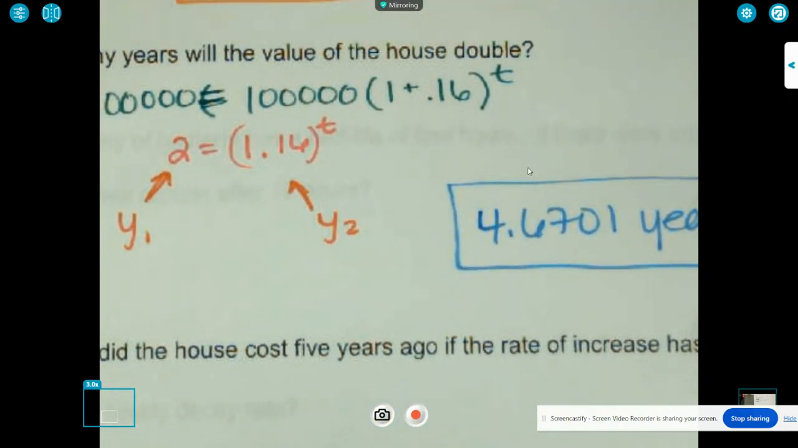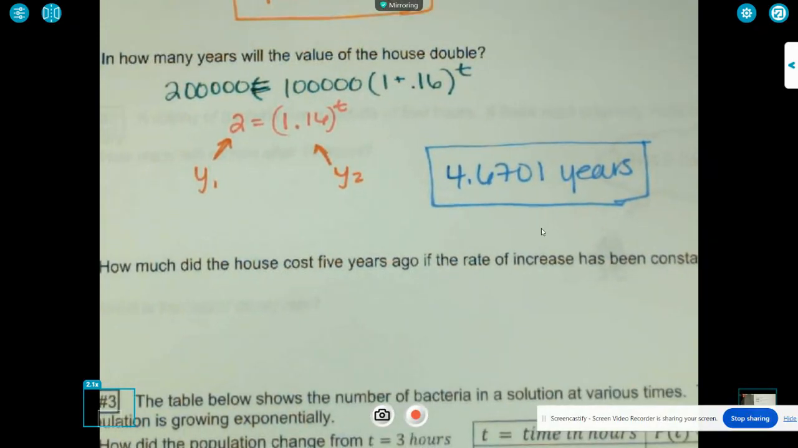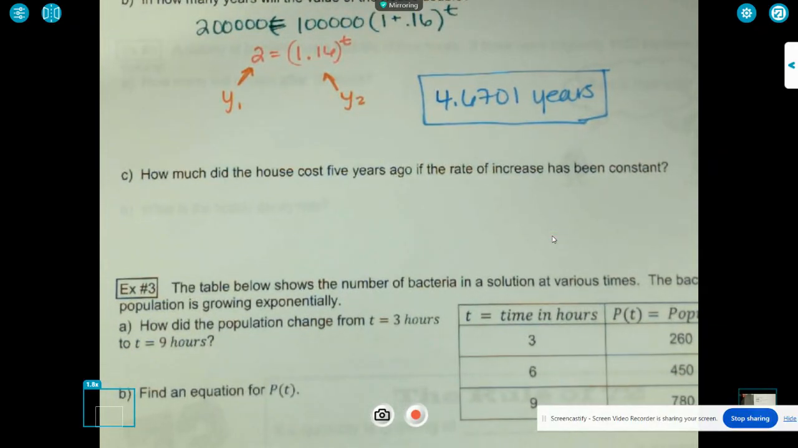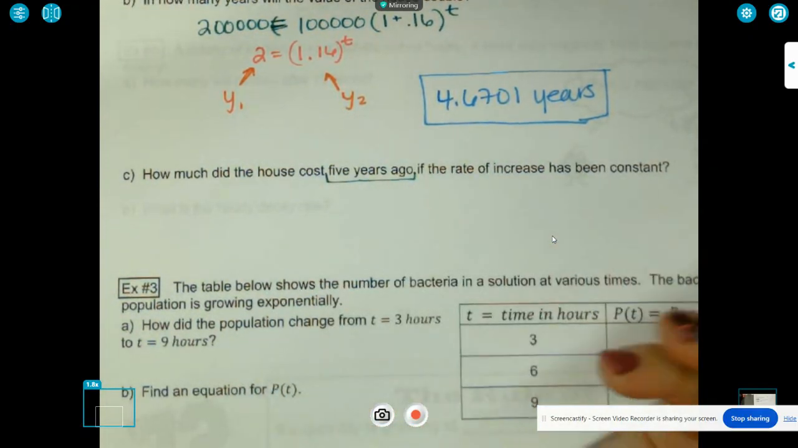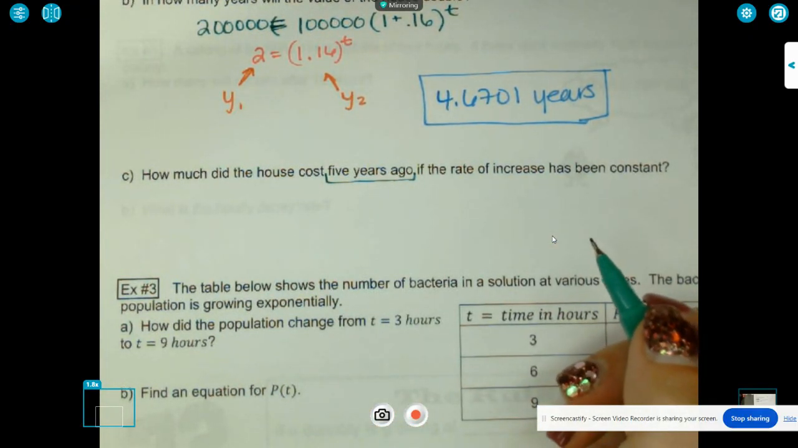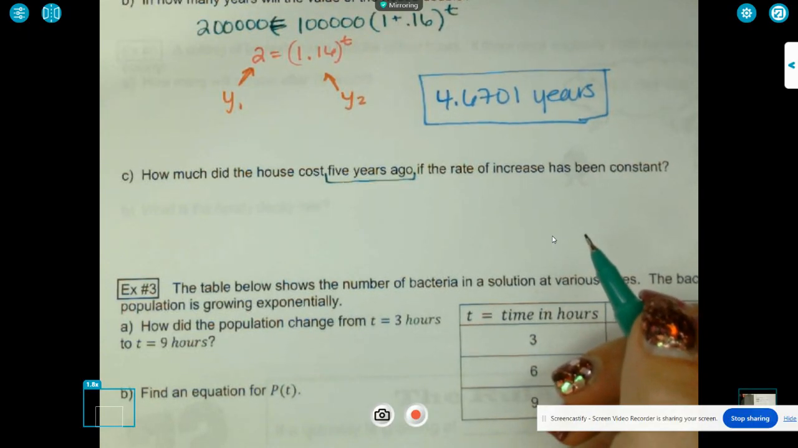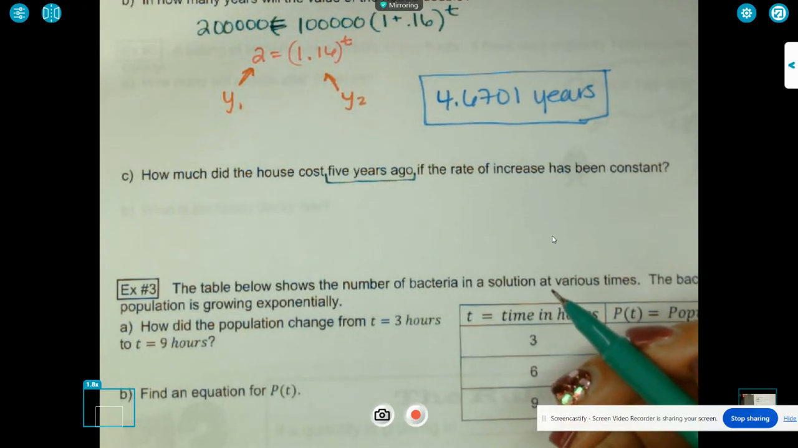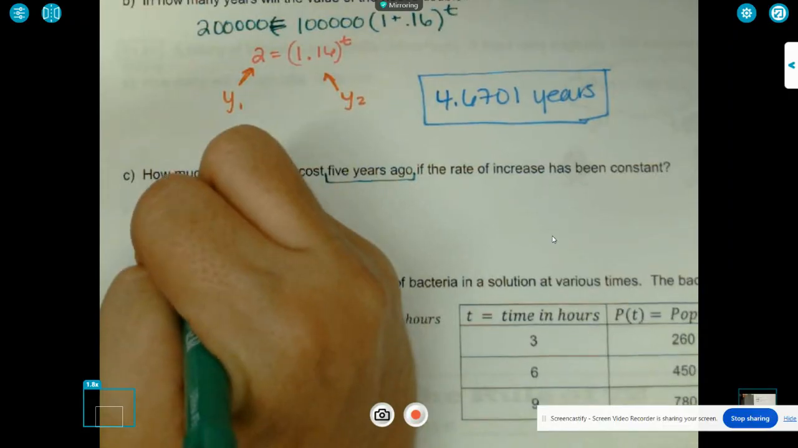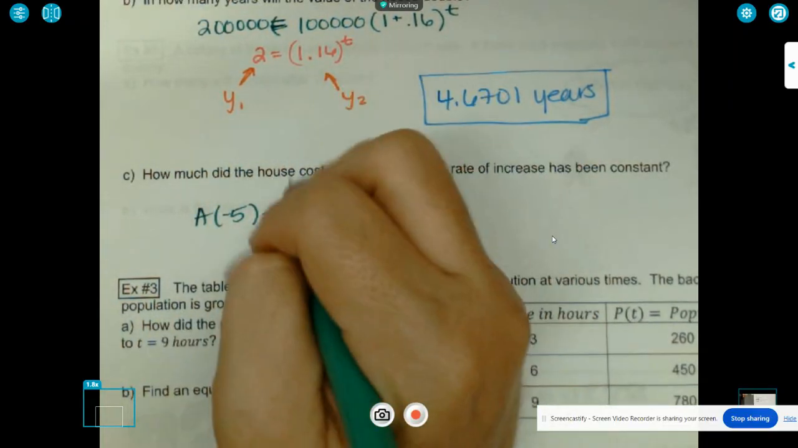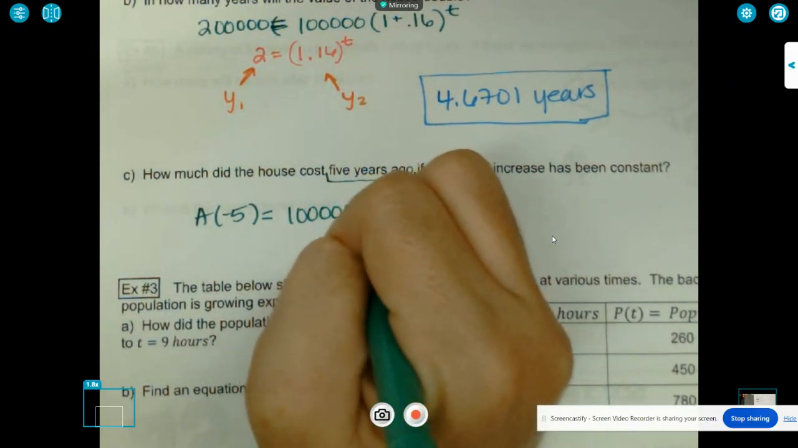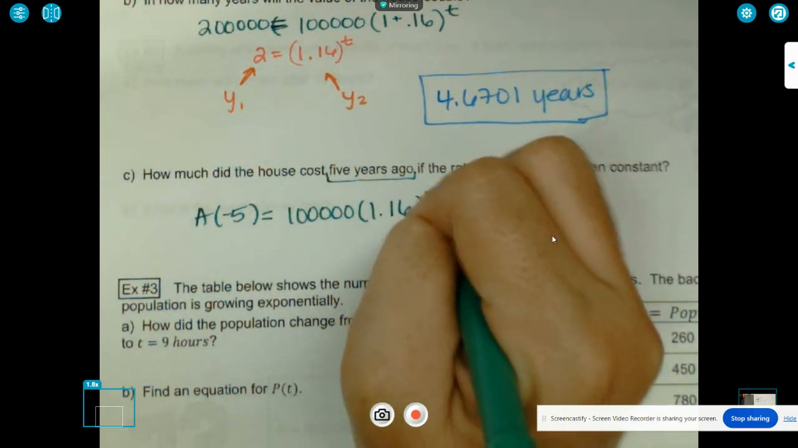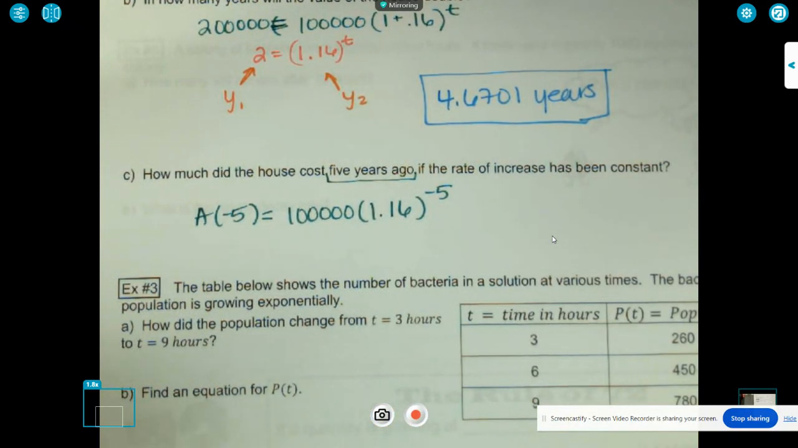All right. Letter C. How much did the house cost 5 years ago if the rate of increase has been constant? So 5 years ago, what are we doing there, y'all? How do we write 5 years ago in terms of a time? -5, right? With 0 being our starting point, 5 years ago would be -5. So we're going to go a to the -5 equals 100,000 times 1.16 to the -5. And you're just going to type that on the main screen.